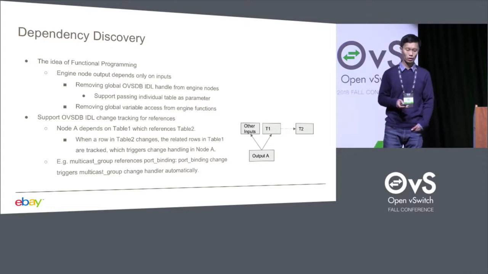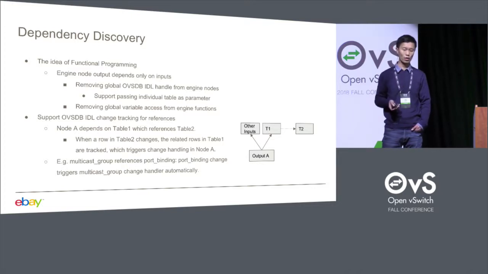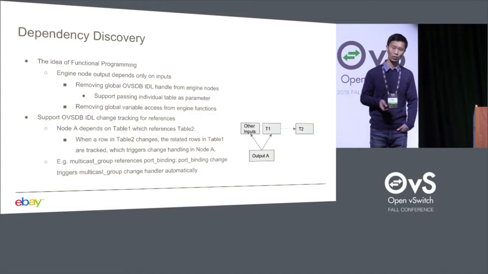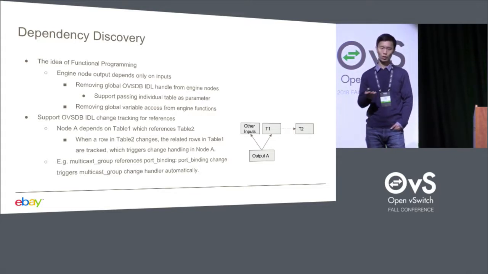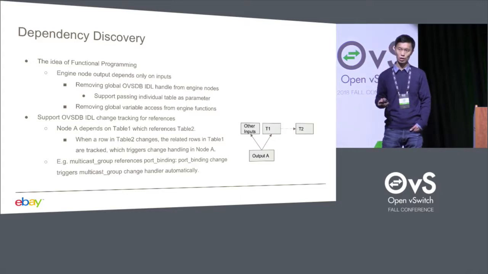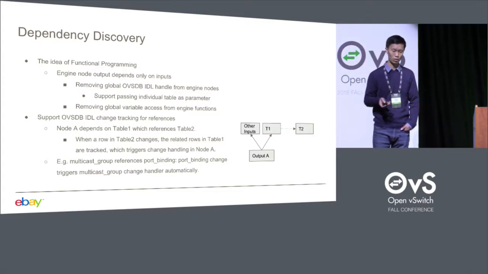The problem with this approach, firstly, is how to make sure the dependency graph is correct. There was a lot of effort spent here. Firstly, thanks, Ben, for providing the idea of functional programming. The idea is to make sure that for each engine node, the output depends only on the input, so that there's no unexpected dependency in this processing. For that to happen, we removed the global OVSDB IDL handle from the engine node. We also changed the OVSDB IDL implementation, which also came from Ben's patch, to provide an interface where you can directly specify a table instead of passing a whole DB handle to a function. And then we removed the global variables from the engine node functions.